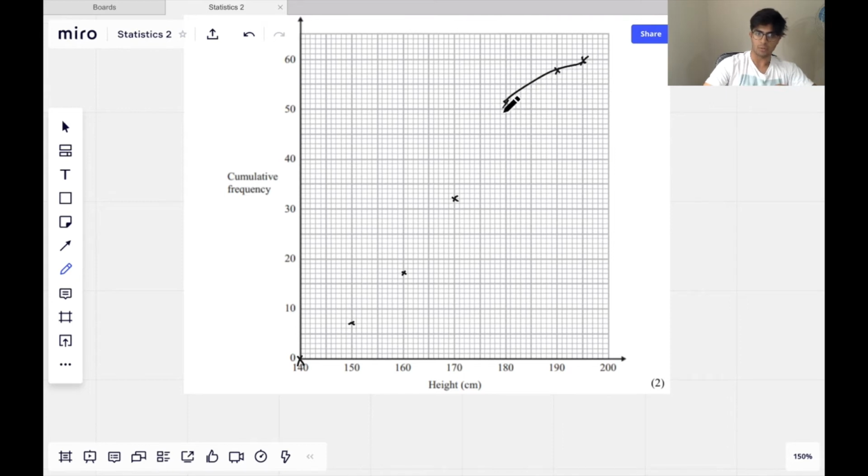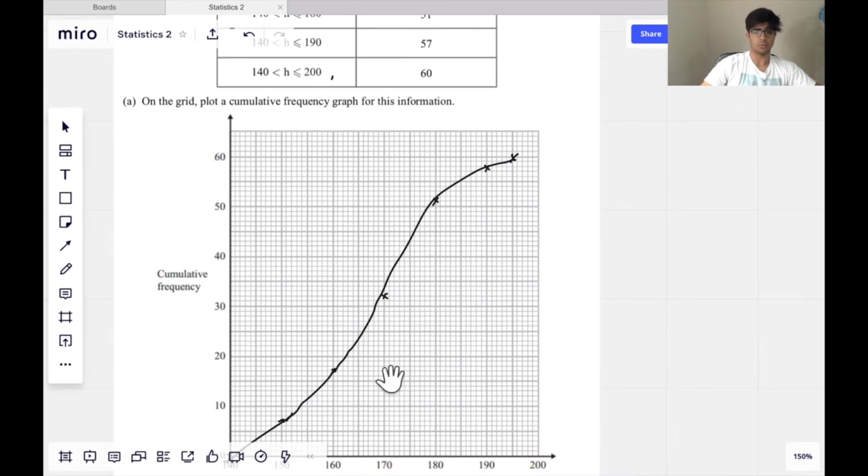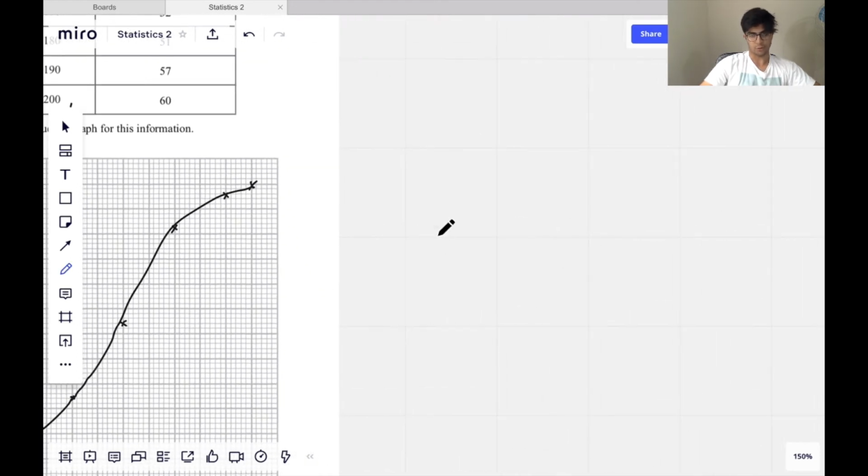I've always preferred to do it with a smooth curve, but it's a bit harder to do on this kind of writing pad. I think most of the time it does end up being a smooth curve like this. And there we go, we've got cumulative frequency. Sometimes you'll be asked to read data off of this. When we talk about interquartile range and things like that, you'll have to apply that in this situation, but that's for a future video.